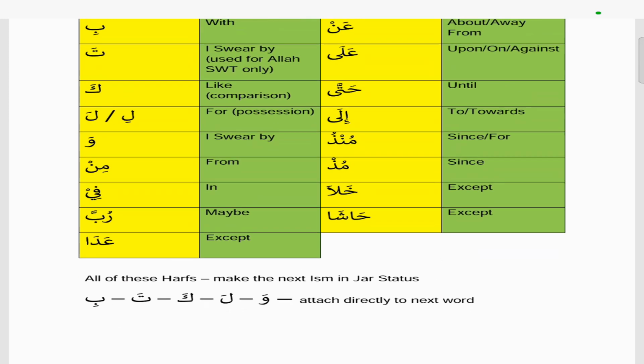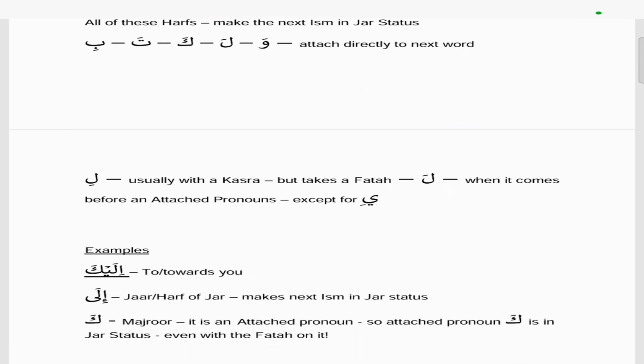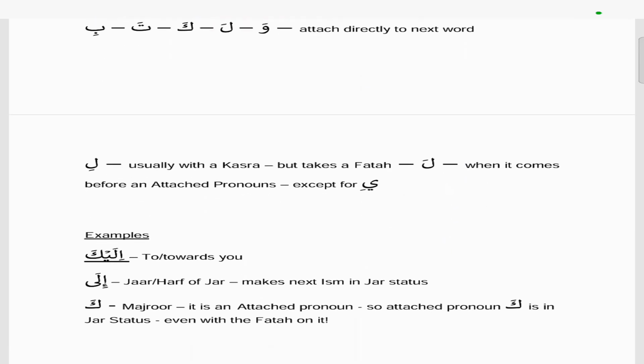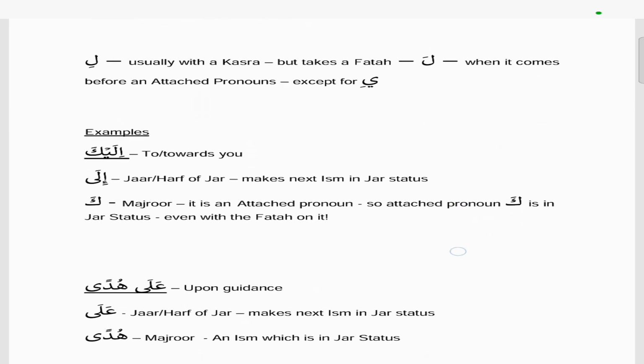So all of these harfs make the next ism in the jar status, and that ism will be called the majroor. And these five that are shown here, the wa, the lam, the kaf, the ta and the ba, attach directly to the next word. The li usually takes a kasra in this case, but it takes a fatha when it comes before an attached pronoun, except for the yi one. That will have a kasra, so it will be li, not la yi. But this is something that perhaps we can show in these examples.